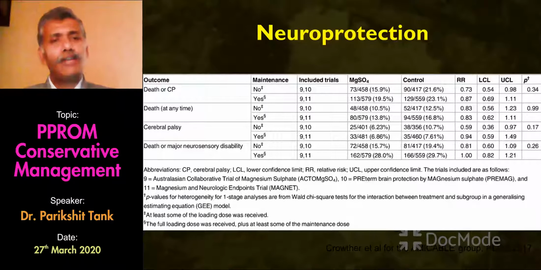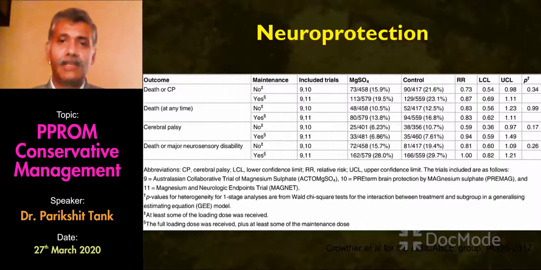So it offers a significant neuroprotection, and we have also seen that long-term consequences such as cerebral palsy and neurosensory disability are lesser when magnesium sulfate is administered, especially for women who are delivering before 32 weeks. There is also a lower risk of neonatal death when magnesium sulfate has been administered.